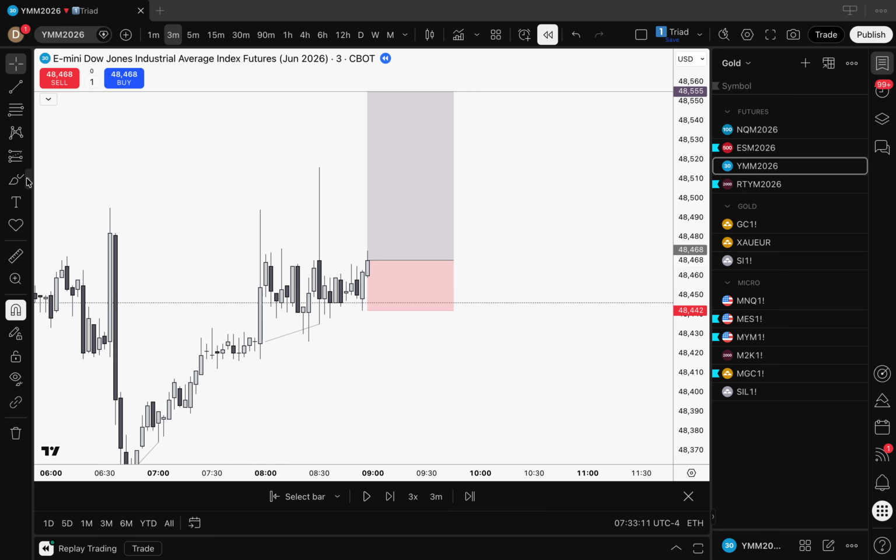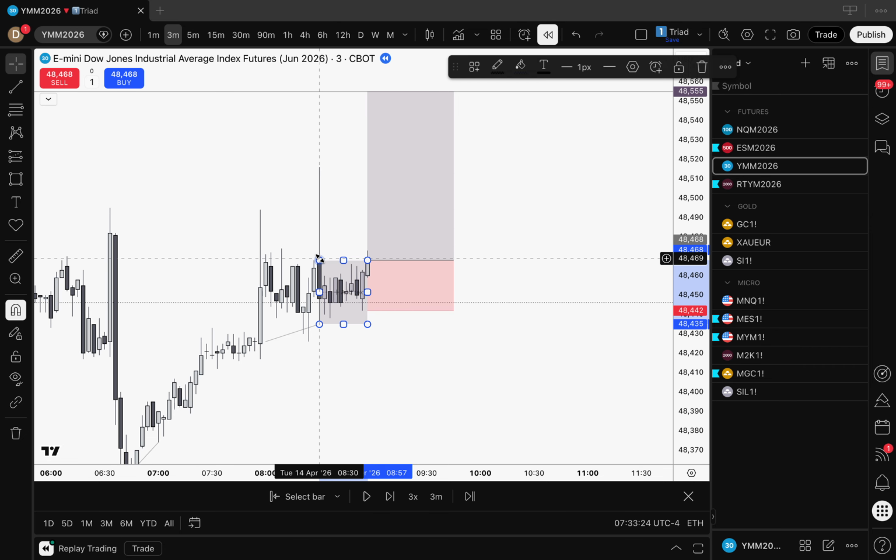Yeah, I shouldn't have taken this trade because why? We want immediate expansion after manipulation, but you see this is just consolidation. We wouldn't want to trade consolidation CISDs.